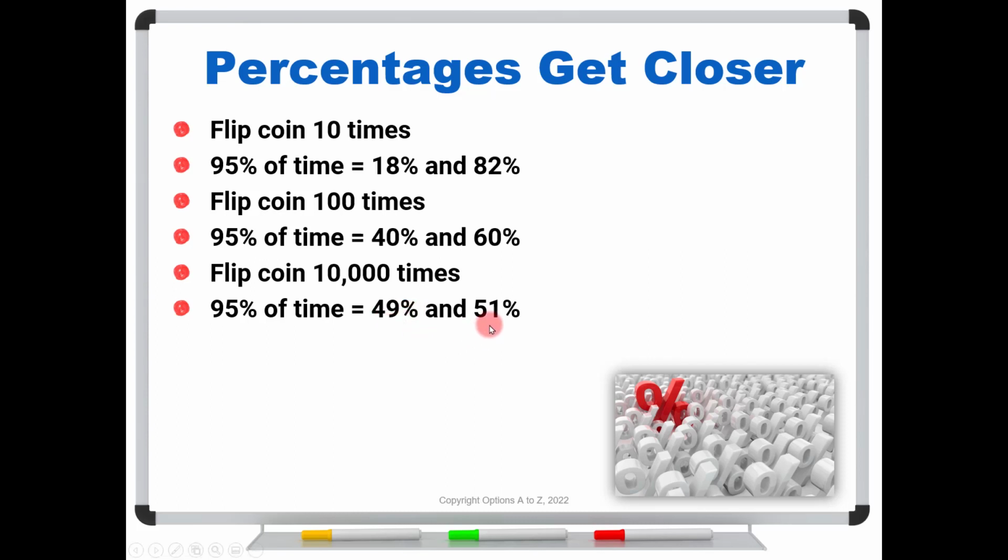But it's in the percentage terms that we start to see these ranges start to shrink. So again, the big key for this video is only the percentages get closer to 50%. It's in this sense that things tend to even up in percentages, not in the raw numbers.